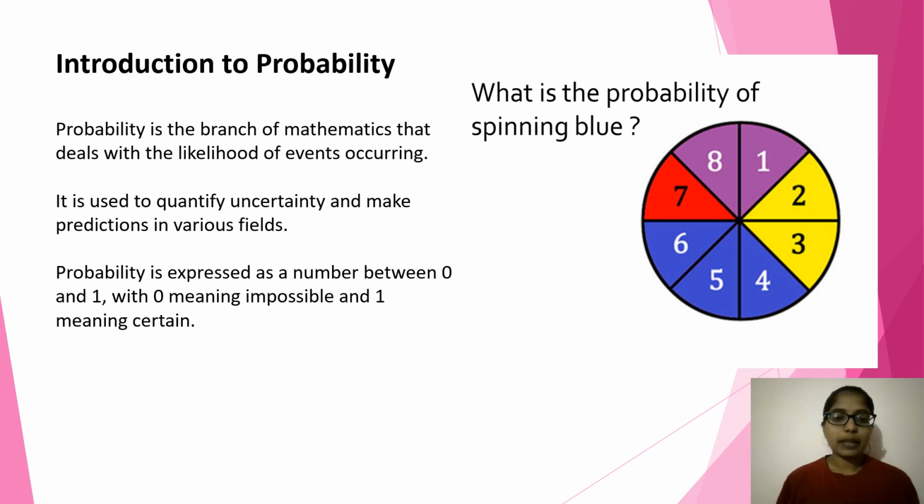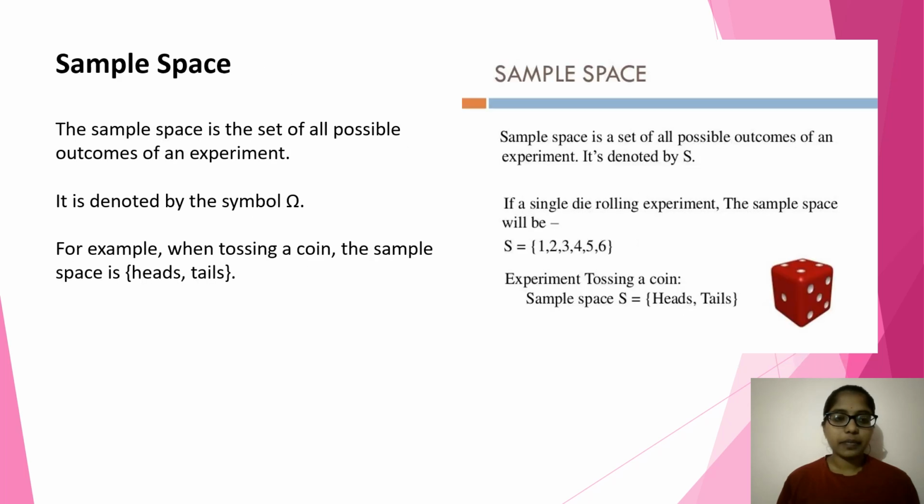Probability is a branch of mathematics that deals with the likelihood of events occurring. It is used to quantify uncertainty and make predictions in various fields. Probability is expressed as a number between 0 and 1, with 0 meaning impossible and 1 meaning certain.